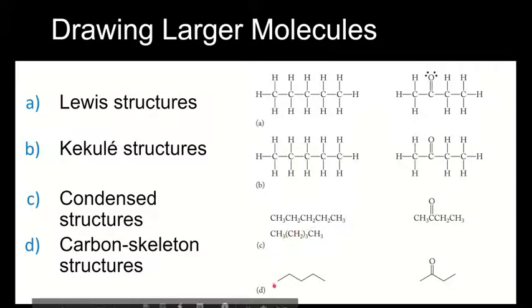Then we have these carbon skeleton structures. So these are the most minimalistic and what you would see a lot of if you're taking an organic chemistry class and the professor's trying to draw really quickly. So at every point, that means there's a carbon atom. So right here, right here, right here, right here, and right here. So this is 5 carbon atoms, just like you see in the Lewis structure. And they're going to be saturated with hydrogen. So since it's a single line, that means it's all single bonded. So then you just put hydrogens around so that each carbon has 4 bonds.